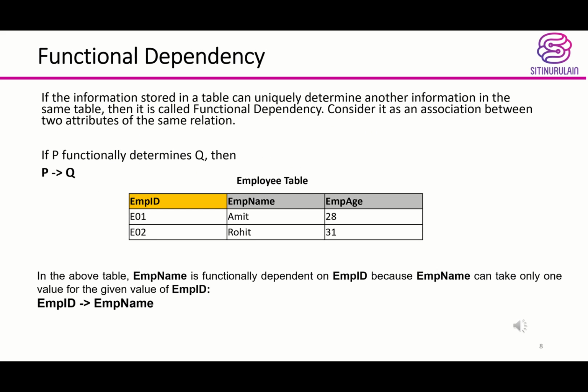In functional dependency, if the information stored in a table can uniquely determine another information in the same table, then it is called functional dependency. Consider it as an association between two attributes of the same relation. If P functionally determines Q, then we write P determines Q. For example, the table employee shown in the slide shows that emp name is functionally dependent on emp ID because emp name can take only one value for the given value of emp ID. We then write emp ID determines emp name.